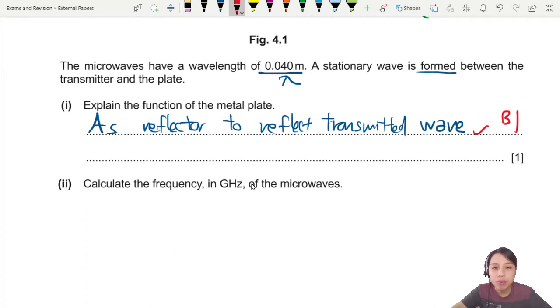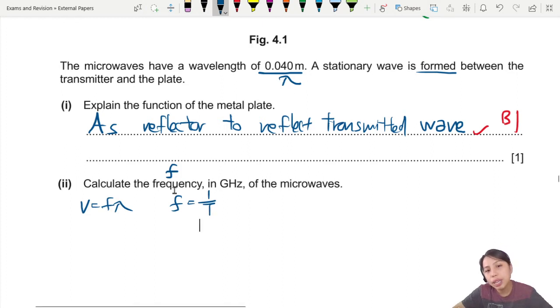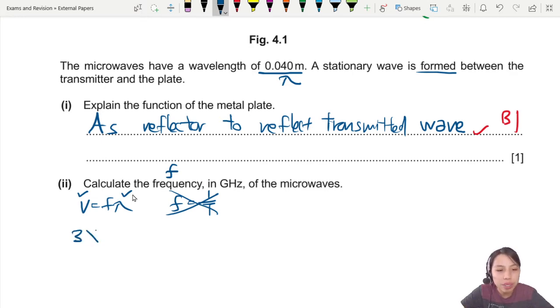So now you need to calculate the frequency of the microwave. To find f, you have only two equations. It's either v equals f lambda or f equals 1 over T. They didn't mention anything about time period, so we don't have enough information for this. But we can use this. We know the wavelength and we know the speed of microwave, the speed of light. So this one, we sub in 3 times 10 to the power 8.